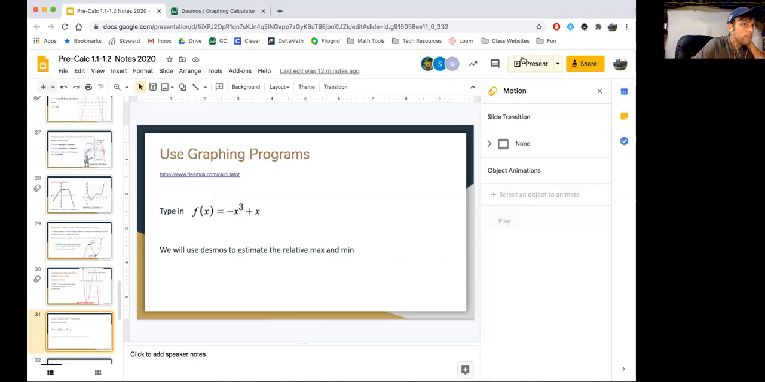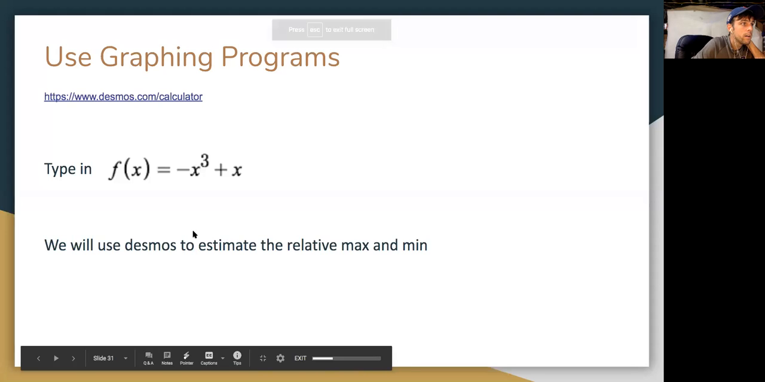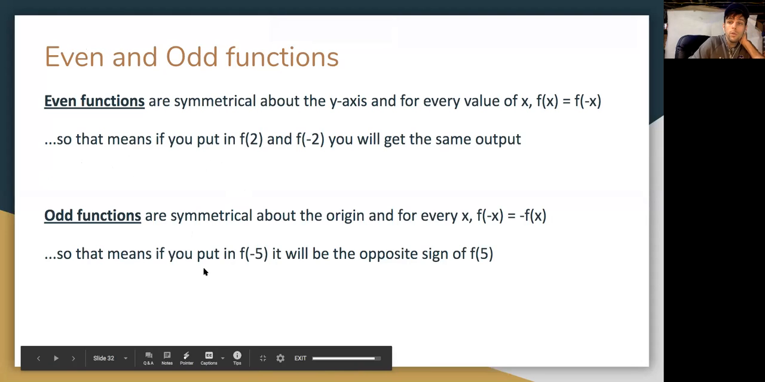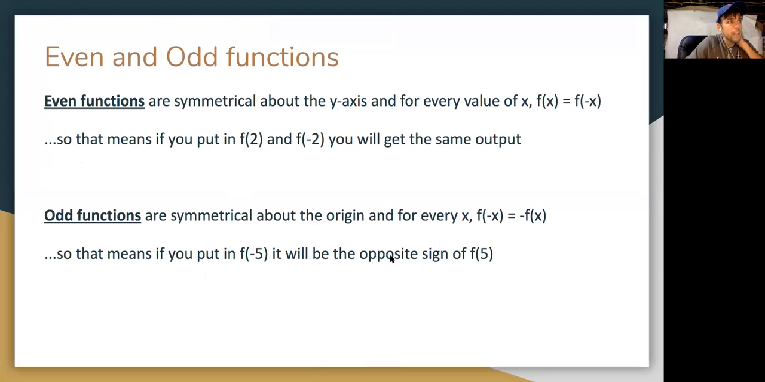All right, so go ahead and move on from here to our last concept of even and odd functions. So even functions are symmetrical about the y-axis. For every x value, f of x is going to be the same thing as f of negative x. Which sort of means that if you put in f of 2 into a function, that's going to give you the same output as if you put in f of negative 2.